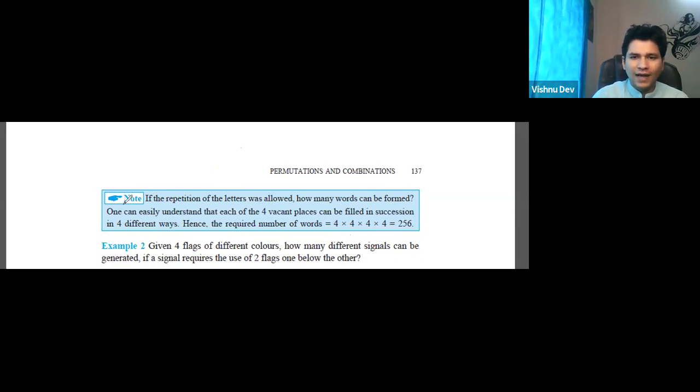We have 4 flags of different color. How many signals can be generated if the signal requires only 2 flags? We require 2 flags, right? So we have total 4 flags. Now think about it.